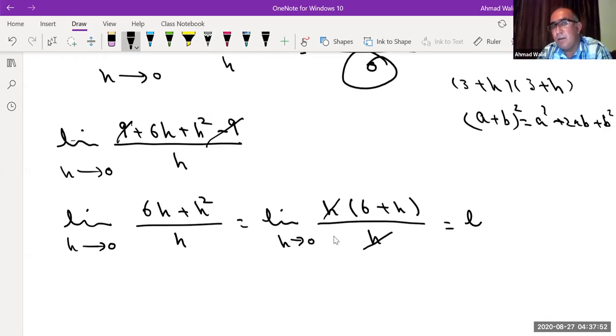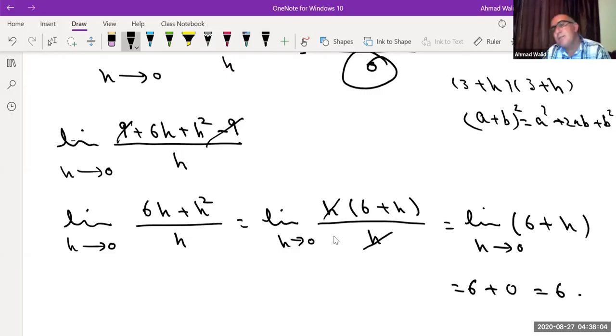Now you can simplify. You end up with limit of 6 plus h as h approaching 0. Now you can use direct substitution. It means 6 plus 0. Your answer is what? 6. One more example.